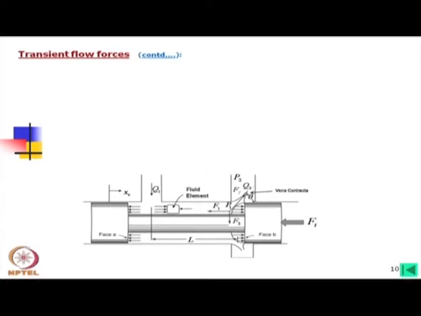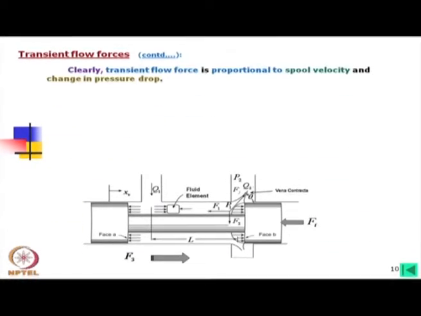Now, again we are still continuing with transient flow. Clearly, transient flow force is proportional to spool velocity and the change in pressure drop. What we have written there, spool velocity means the total volume depends on what velocity the spool is moving, the same velocity the fluid is also moving.